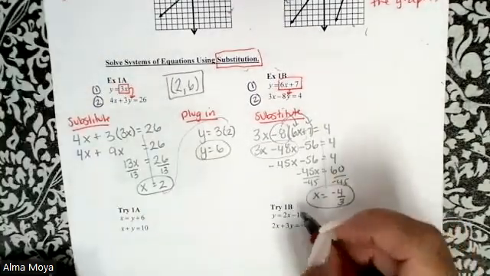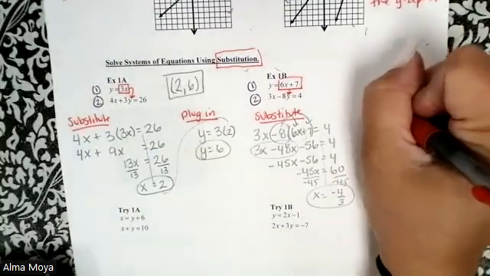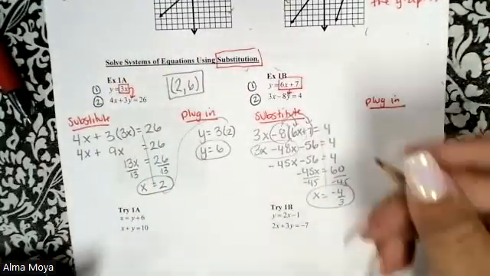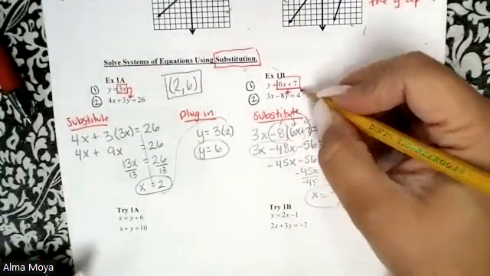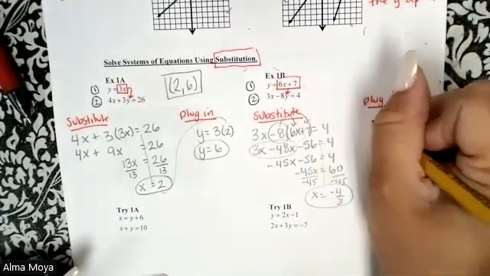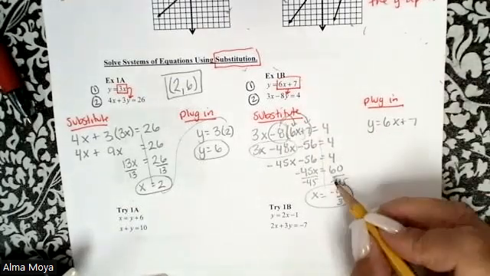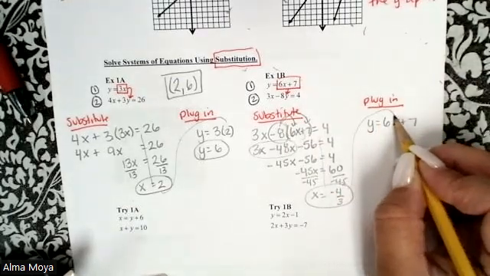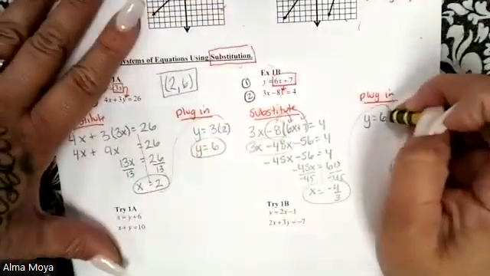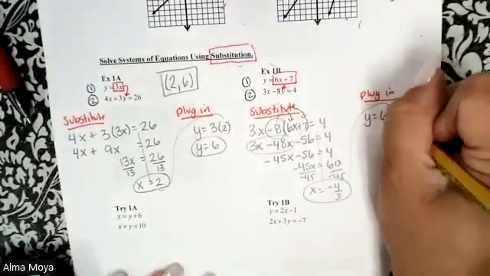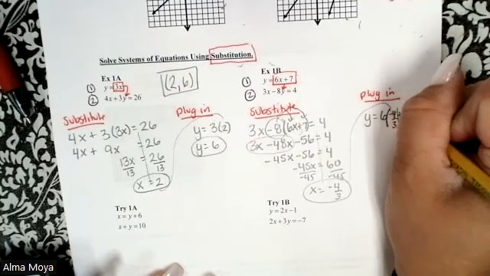I'm not done. I only have one variable. I need to find the next one. So we need to go ahead and plug in. Now you could pick whichever one you want. One of them is going to be easier than the other. I'm going to plug in the top. The top says y equals 6x plus 7. I'm going to plug in the x. So the x is going to be negative 4/3.